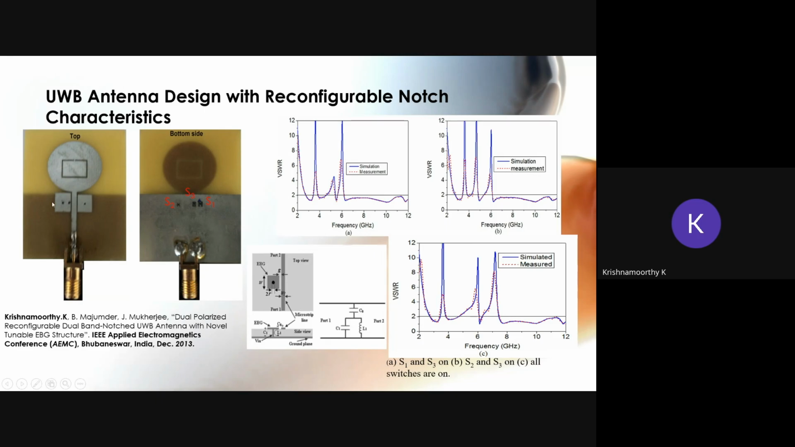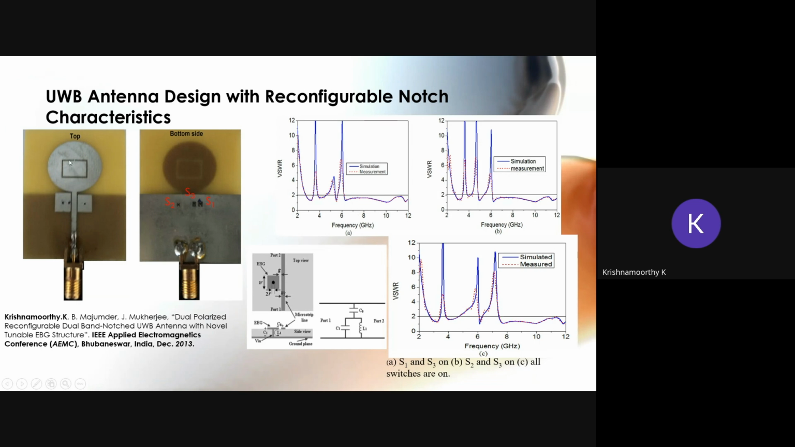We know that a UWB antenna radiates from 3 gigahertz to 10 gigahertz, the ultra wide bandwidth. Within this UWB band, our Wi-Fi is also there, and some other wireless standards are also there. So these bands have to be notched out. We have to remove this band from the ultra wide band. For that, we are using metamaterial inspired structures like the split ring and the mushroom structures to create the band notches in the UWB antenna.